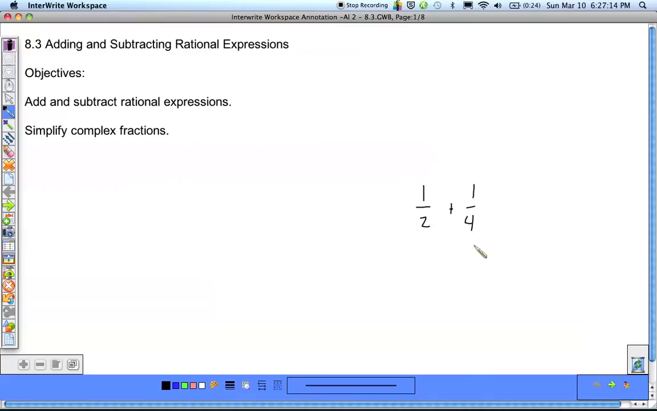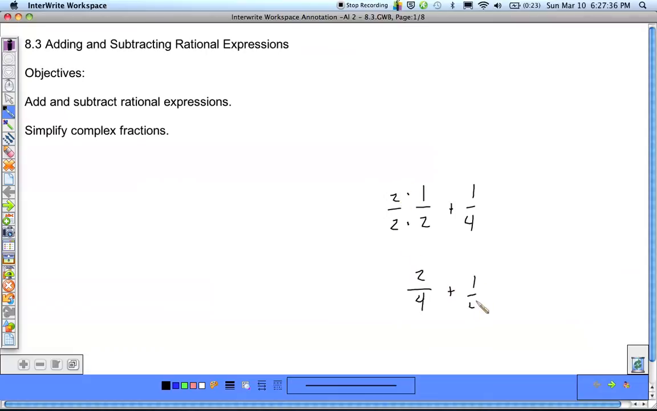the first thing you're probably going to say is we have to get a common denominator between the 2 and the 4. The common denominator that we would have would be 4, so we have to change this first fraction to get a denominator of 4, which means that we have to multiply that 2 by 2 to be able to get a 4, but when we multiply the denominator of a fraction by 2, we're also going to have to multiply the numerator by 2, so 2 times 1 gives us 2.